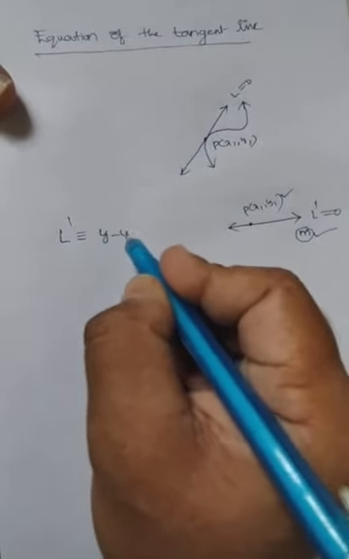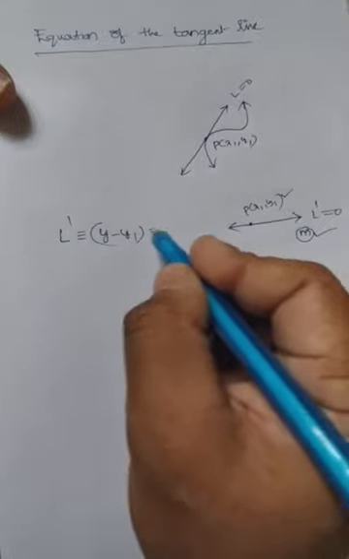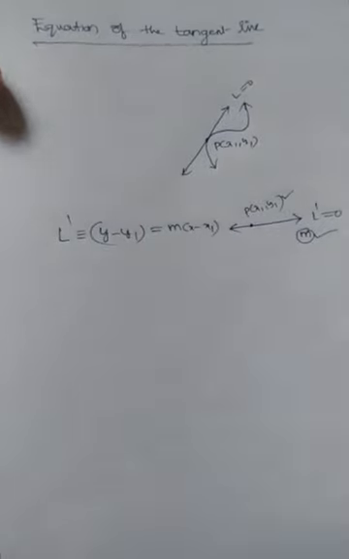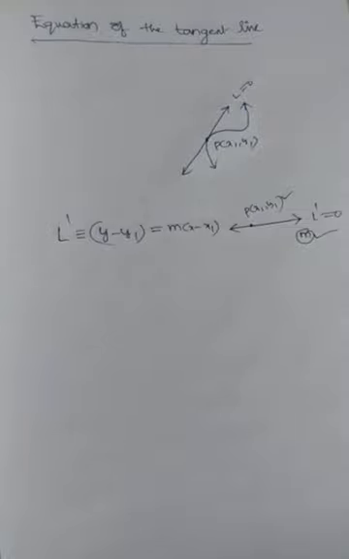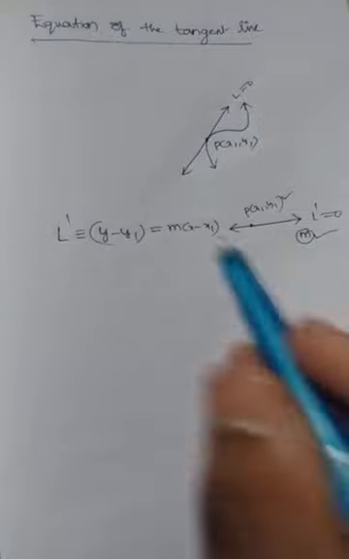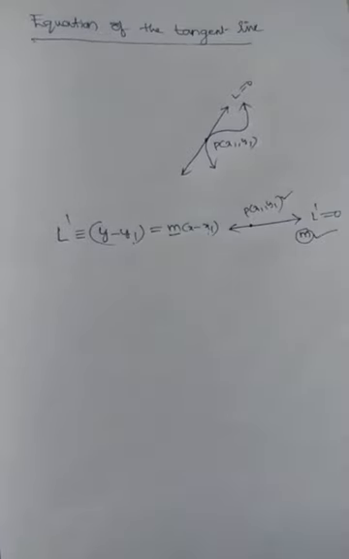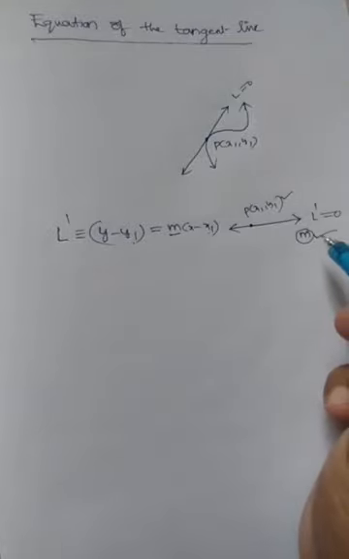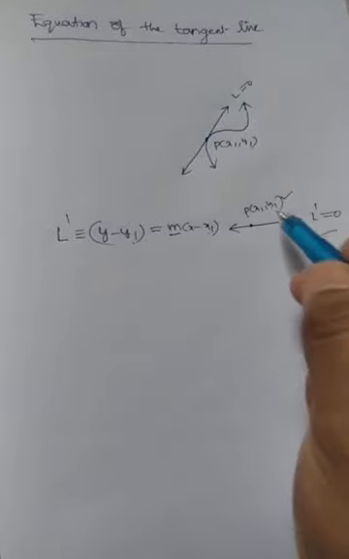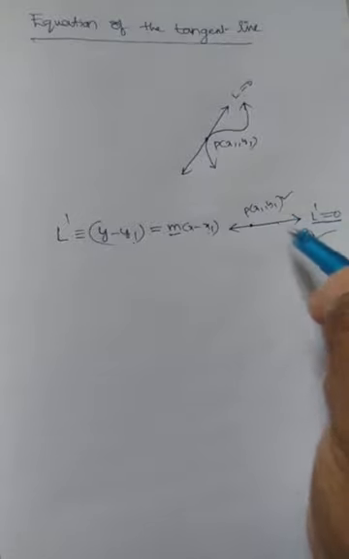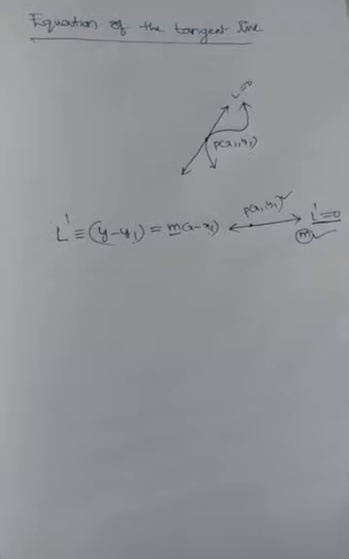y minus y1 equals m into x minus x1, where m is its slope and x1 comma y1 is a point on the line. So this is called the point slope form of the line equation. Okay?